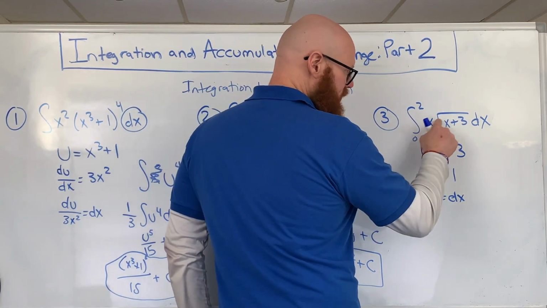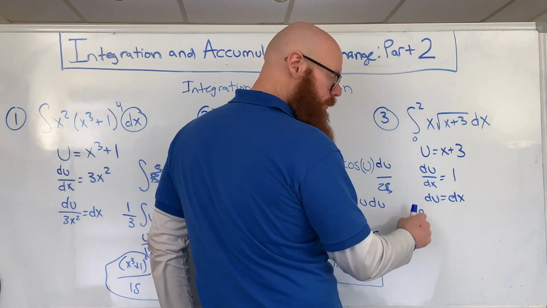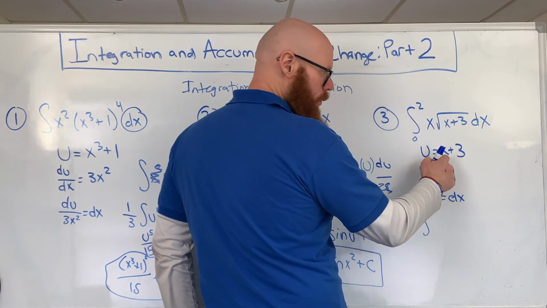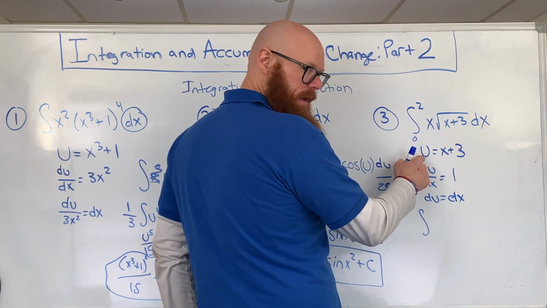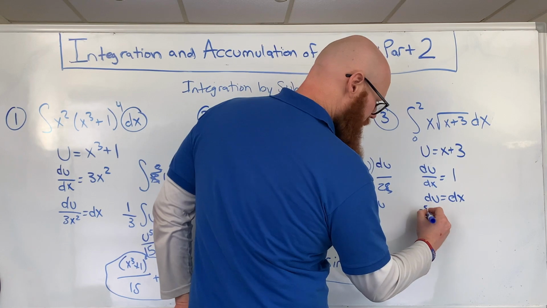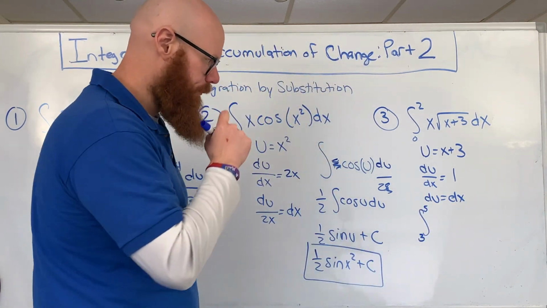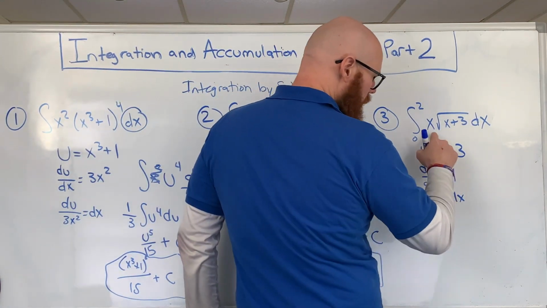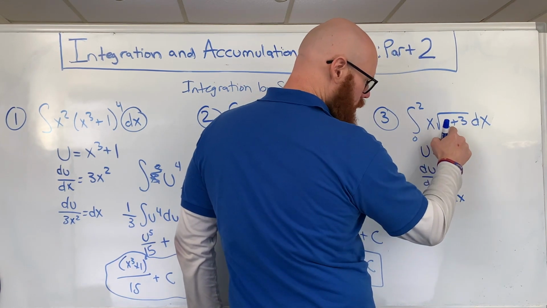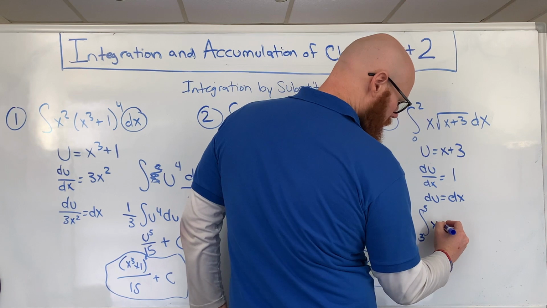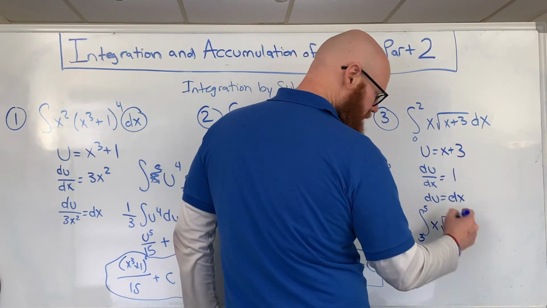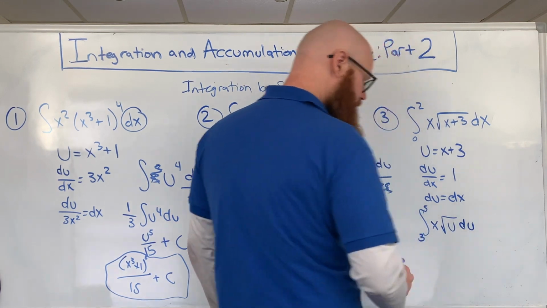So these are x values. I want them to be u values. So if I plug in 0 here, 0 in the world of x's becomes 3 in the world of u's. And 2 becomes 5. So now my integral is from 3 to 5. X is still there. U goes here, so that's root u. I'll leave it as root u for now. And dx is du. Seems like I have an issue.